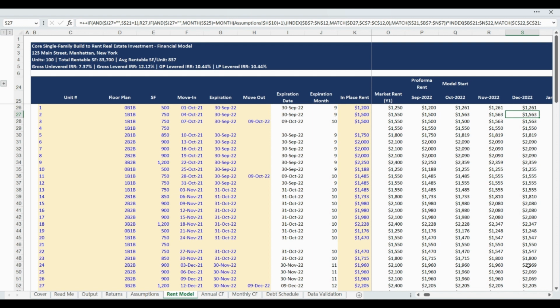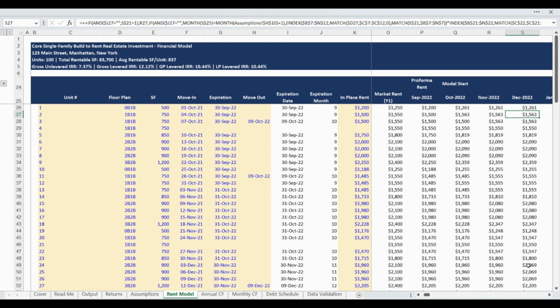The move-in, expiration, and move-out dates by unit are input, which drives the calculation of the expiration date and expiration month. The dates drive the turnover calculations, as the rents will change the month following the expiration of the in-place lease. The final input into the rental revenue forecast module is the current in-place rent for the unit, which will serve as the starting point for the rental revenue forecast.